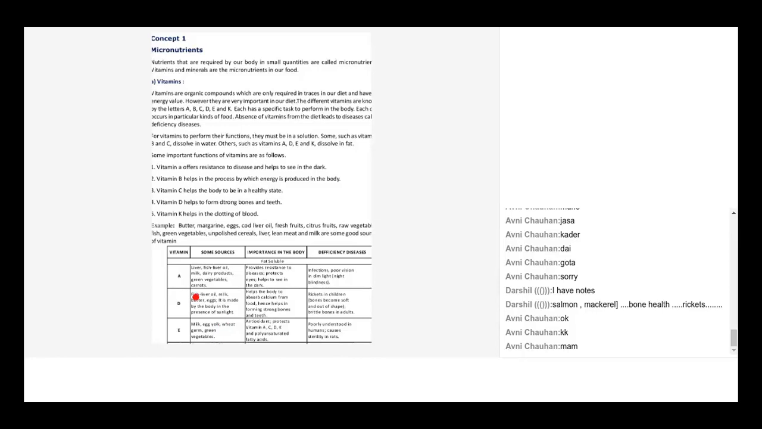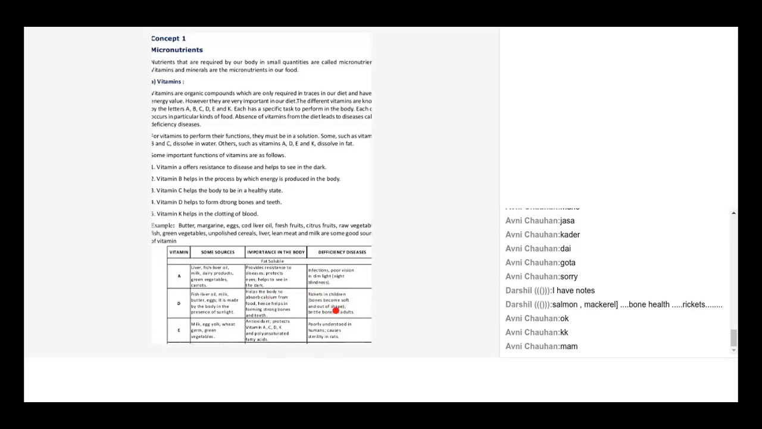As you know, we need a lot of sunlight to make vitamin D. And as we were discussing, vitamin D is required for bone health. It helps to absorb calcium. You might have a lot of calcium in your food, but if you don't have vitamin D, the calcium will not be utilized in your body. And this is what we were discussing, rickets in children, correct?